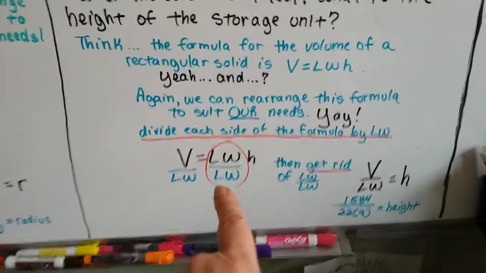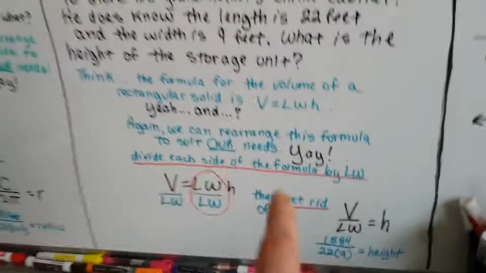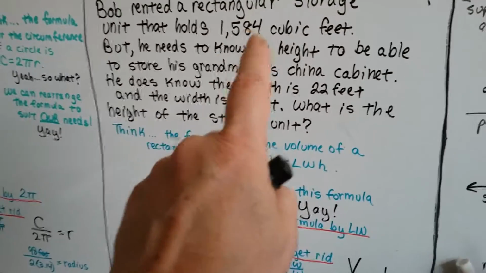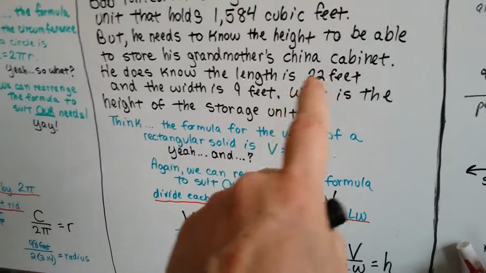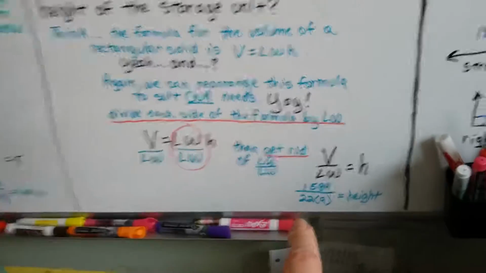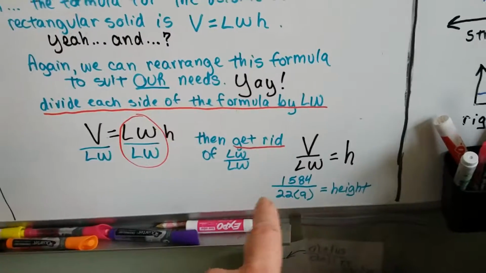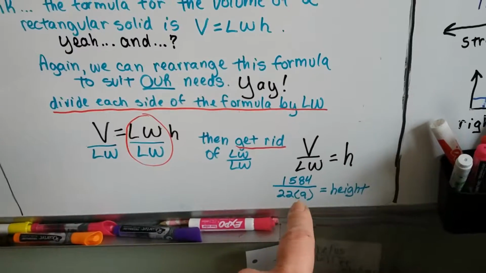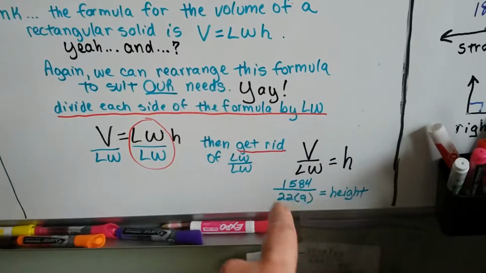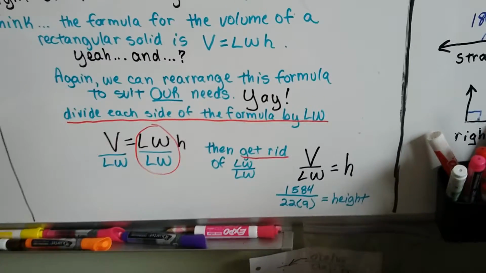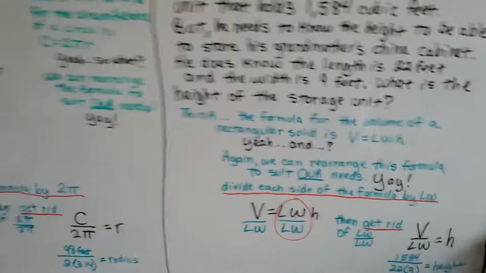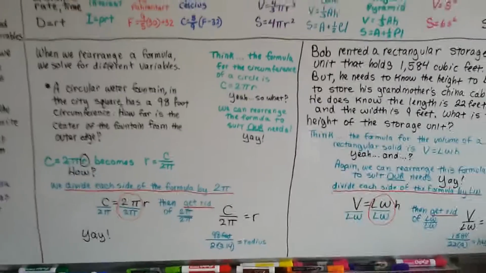Now we can solve for the height. So what that means is, since we know the 1584 and the 22 and the 9, we just plug those into the formula. Here's the volume, 1584, over the 22-foot length times the width. And if we do this math, we'll end up with the height. See? We can make that formula do whatever we want it to do. All right?